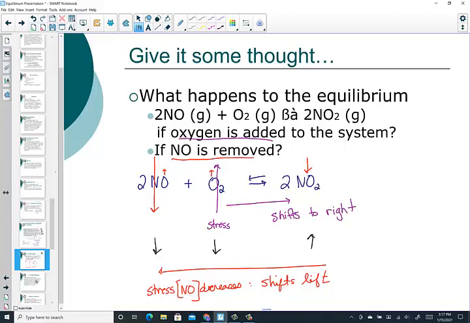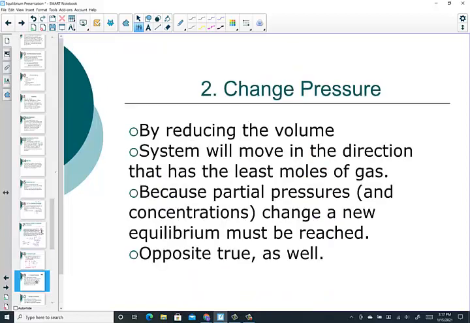A second stress is changing pressure, and changing pressure specifically of gaseous reactants and products. Now remember, it's only in the gaseous phase that those systems would even create a pressure. Think of pressure as just collisions against the side of the container of a reaction vessel.